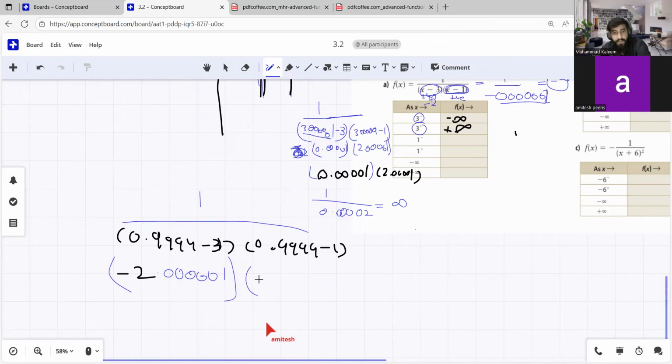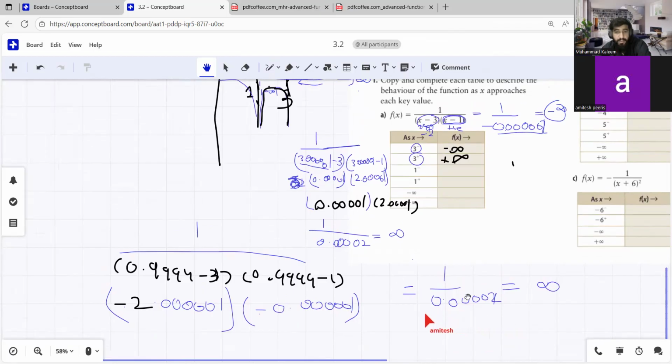And what will the answer be? This one will be negative 0.000...01, because 1.something is bigger. When we multiply, negative times negative turns into positive, so 1 over a very small positive number. So again we will get positive infinity, because the approaching value is positive.